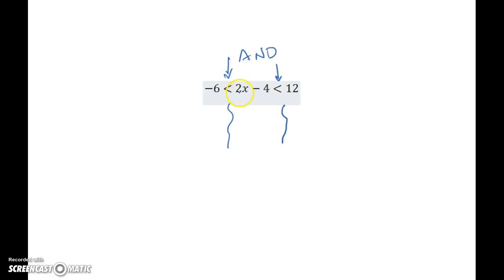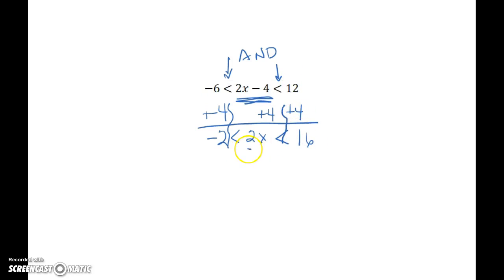I want to focus on the middle because the middle is where my variable is. Again, to eliminate things that are non-variable, I'm going to add 4 to both sides, and because there are three pieces, I have to add it 3 times. So negative 6 plus 4 is negative 2, is less than 2x, is less than 12 plus 4, which is 16. Again, I want to get rid of my coefficient, so I divide by 2. So I get negative 1 is less than x is less than 8.